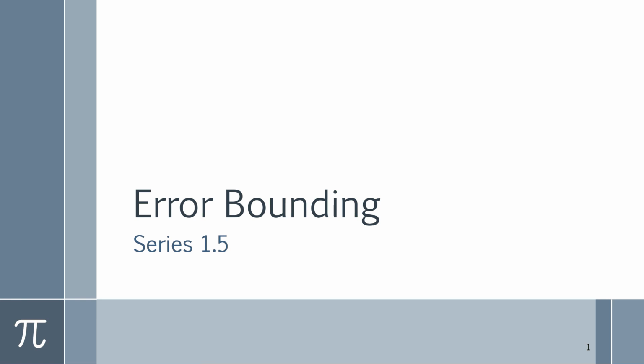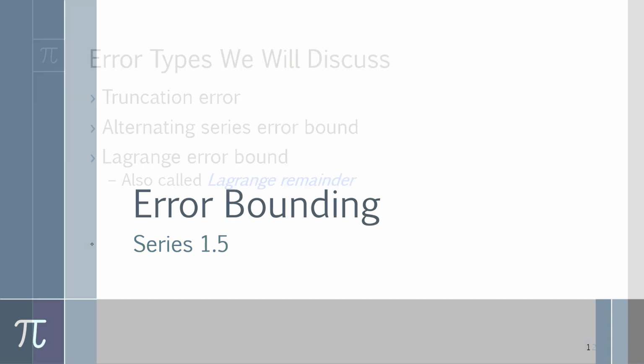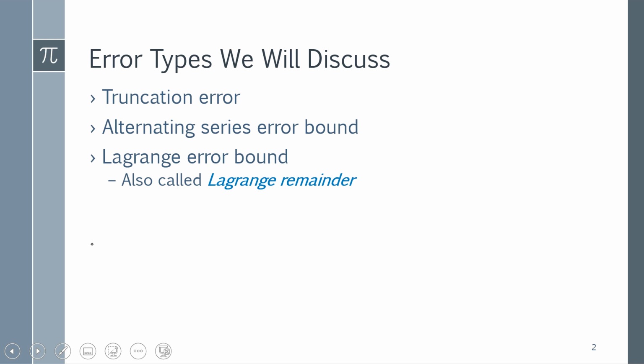So in this section, we're going to start talking about error in the estimates that we're getting when we're using Taylor polynomials. This is a topic, like all the others, that we'll keep circling back to over and over again. This is just our introduction to it. With this, we're going to be talking about three types of error: truncation error in this video, alternating series error bound, and Lagrange error bound, also called Lagrange remainder.